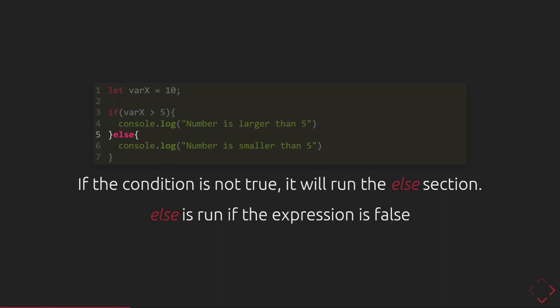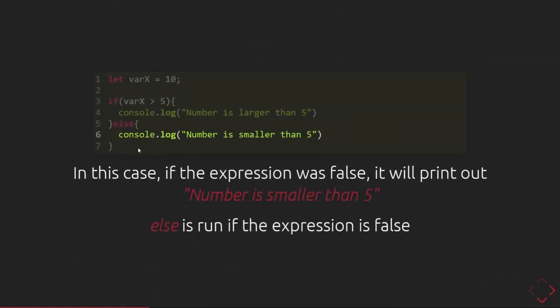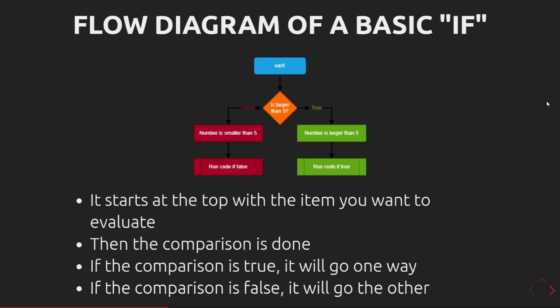In some cases, your if statement will also have an else. This is essentially what will happen if the first comparison is false. It will then run the next expression. So in this case, if the expression were to be false, it will print out the number is smaller than 5.